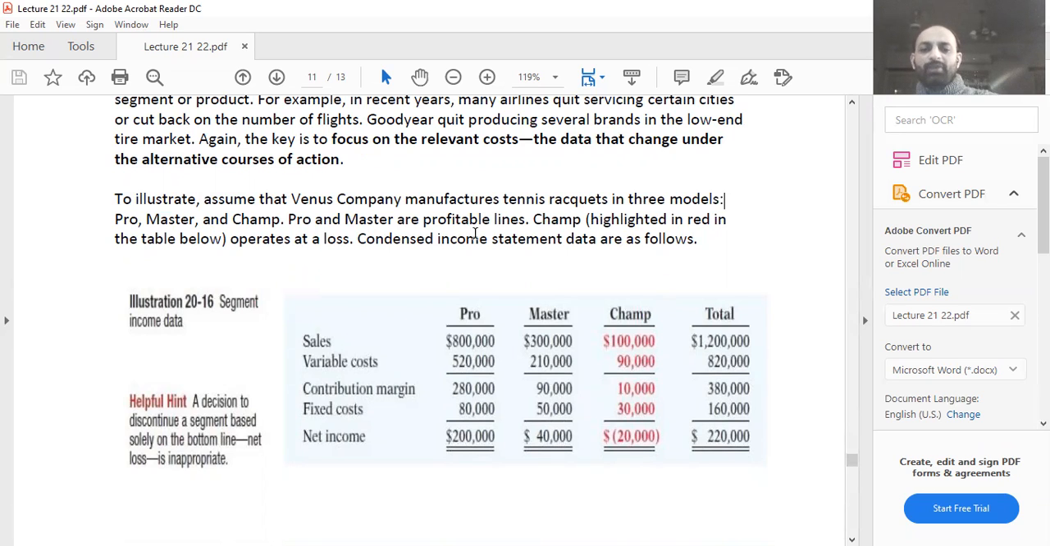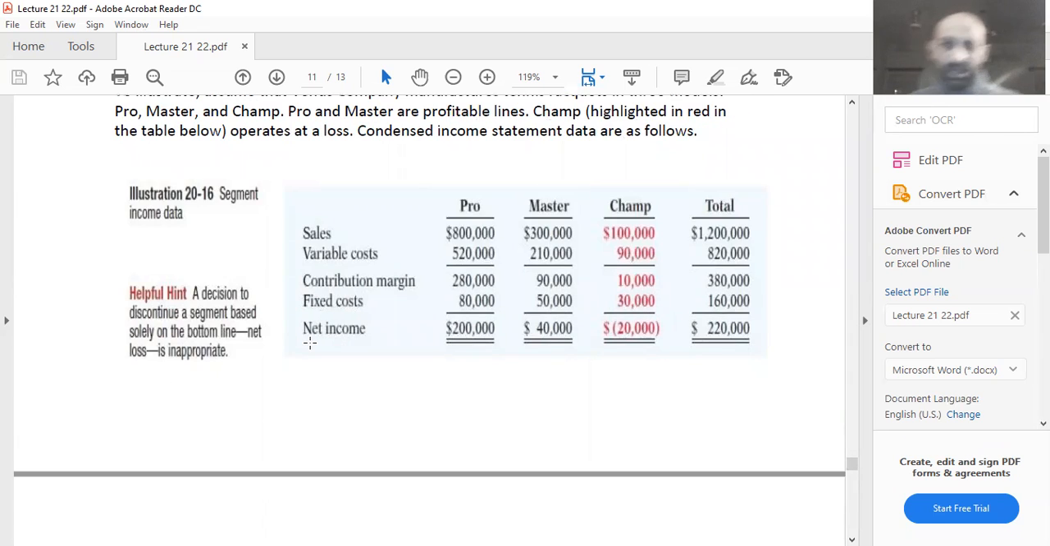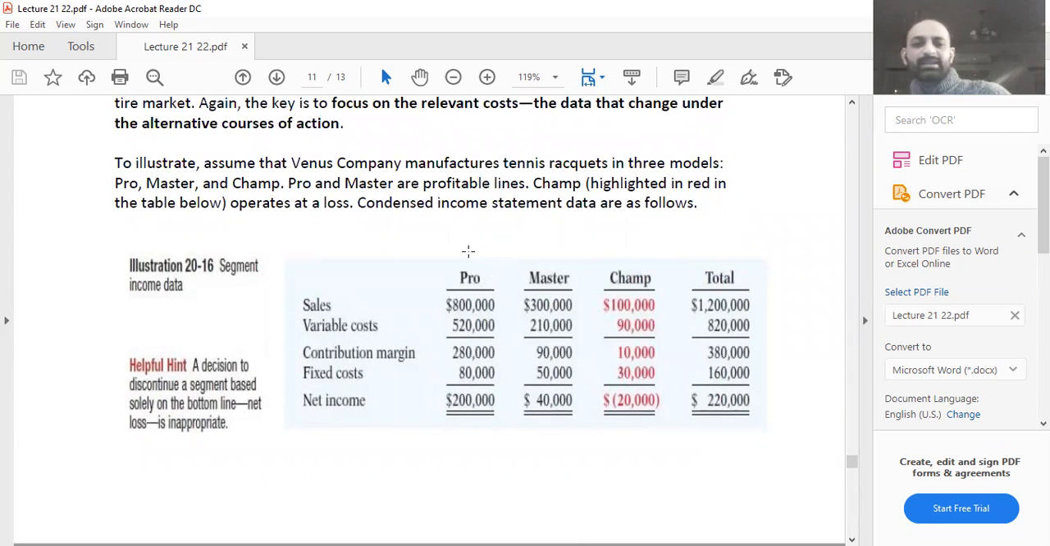Pro and Master are profitable lines, while Champ, highlighted in red here, operates at a loss. Condensed income statement data are as follows. Now it shows this company is into the manufacture of three racket types. You will see Pro gives you a net income of $2 lakh. Master gives you an income of 40,000, while Champ incurs a loss of $20,000.